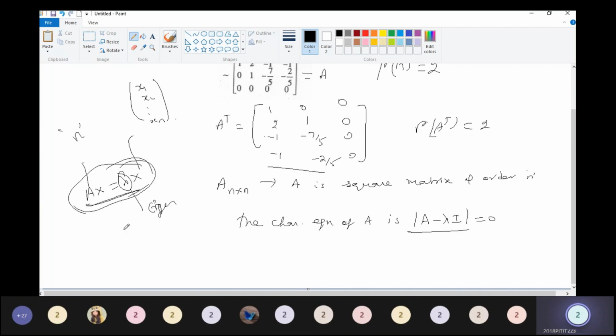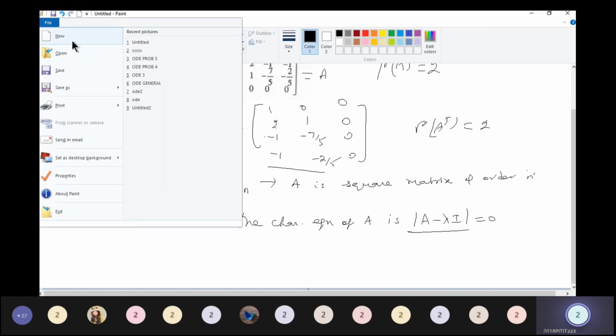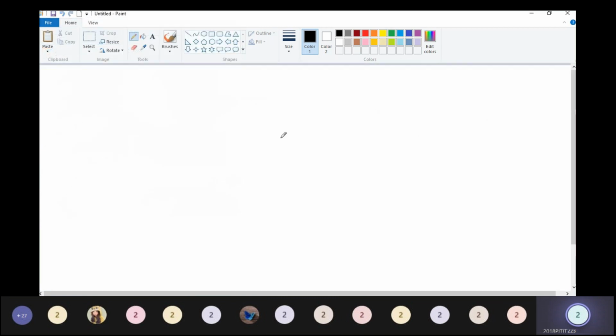Suppose it is a 2 by 2 matrix, then we will have the characteristic equation of a 2 by 2 matrix.